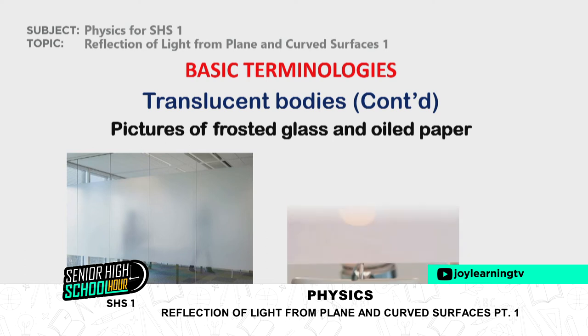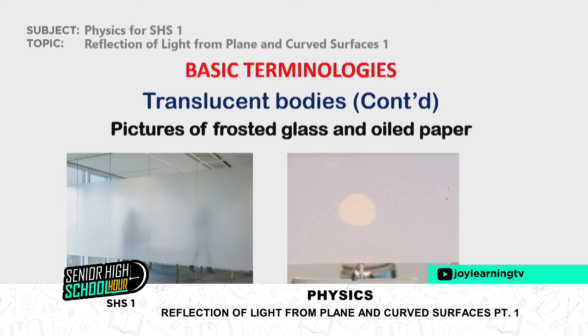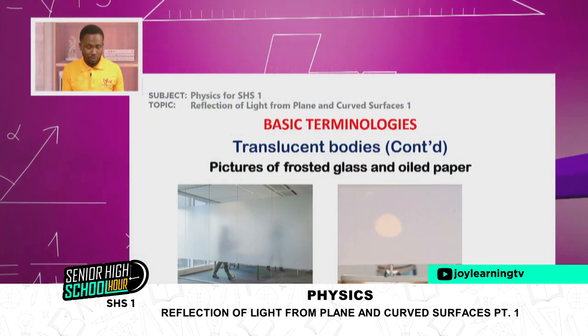Then we can look at oiled paper. Look at the diagram here. This whole rectangular sheet you can see there is paper. Then you have this smaller portion here. It's a light, probably a bulb that has been lit. So it's on and it's behind the paper. But because the paper is oiled, you cannot see the light rays through it clearly. And that is oiled paper. And it's a translucent body.